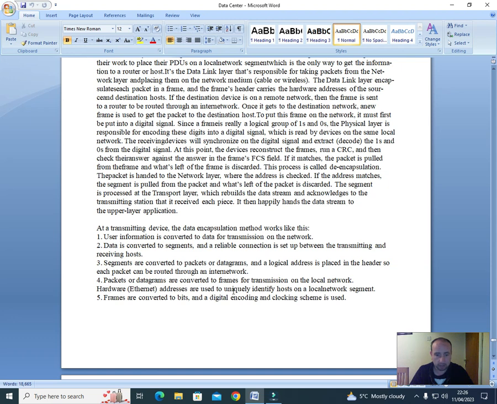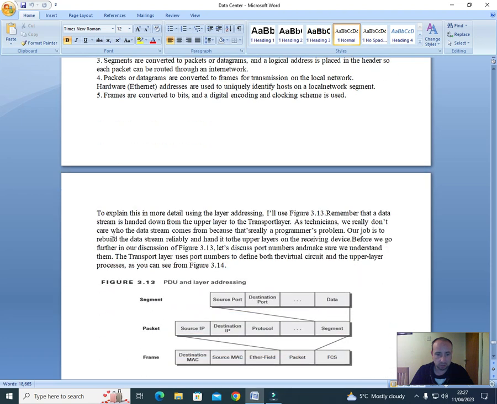Packets or datagrams are converted to frames for transmission on the local network. Hardware Ethernet addresses are used to uniquely identify hosts on a local network segment. Frames are converted to bits, and a digital encoding and clocking scheme is used. To explain this in more detail using the layer addressing, I'll use figure 3.13.